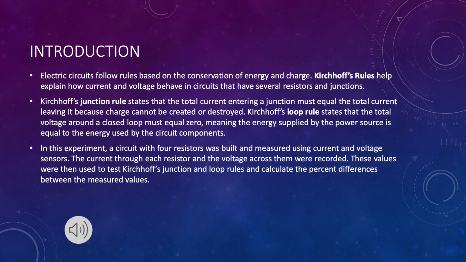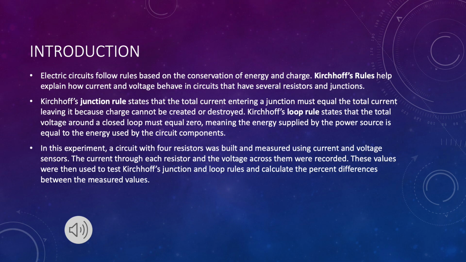Electric circuits follow rules based on the conservation of energy and charge. Kirchhoff's rules help explain how current and voltage behave in circuits that have several resistors and junctions. Kirchhoff's junction rule states that the total current entering a junction must equal the total current leaving it because charge cannot be created or destroyed. Kirchhoff's loop rule states that the total voltage around a closed loop must equal zero, meaning that the energy supplied by the power source is equal to the energy used by the circuit components.